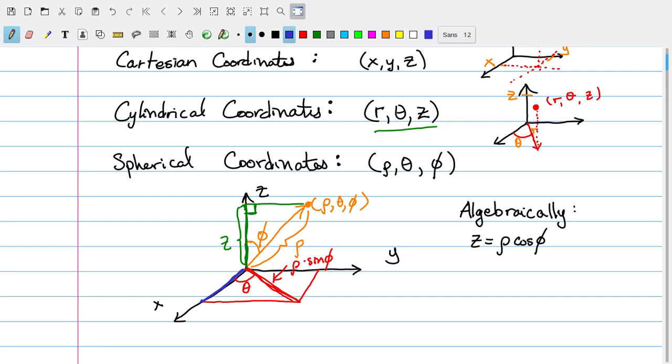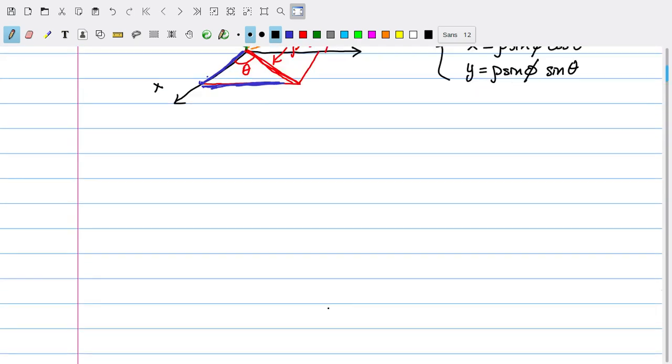The x value is given by this side of that triangle. And if we do a little bit of trigonometry again, we get that x is given by rho times sine of phi times cosine of theta. And similarly, y is given by this side of the right triangle in the xy plane, which is going to be the hypotenuse times sine of theta. So y will be rho times sine of phi times sine of theta. And this set of three equations tells us how to convert from a point in spherical coordinates to a point in Cartesian coordinates. So let's try to do an example.